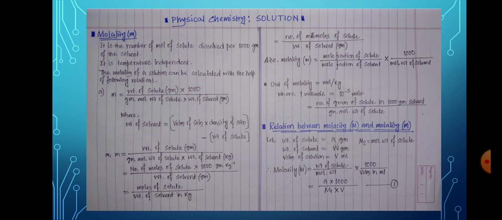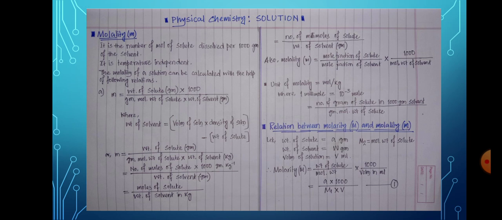Now, by using these different types of equations related to molality, we can easily solve various types of numerical problems. Now I am going to explain the relationship between molarity and molality. Consider weight of solute equal to A gram, weight of solvent equal to W gram, volume of the solution equal to V ml, and M1 equal to molecular weight of solute.